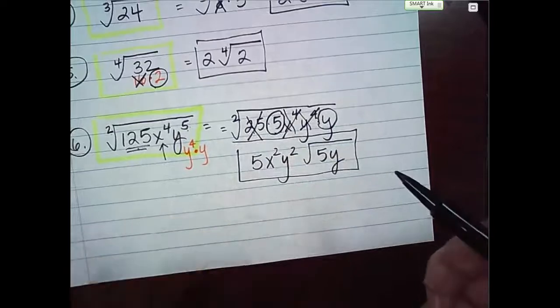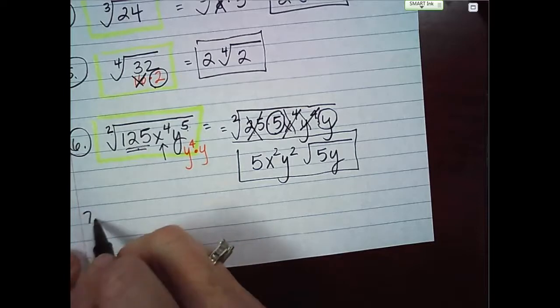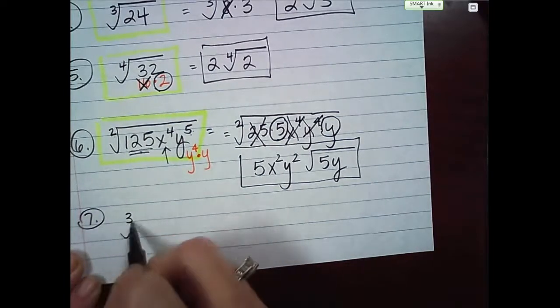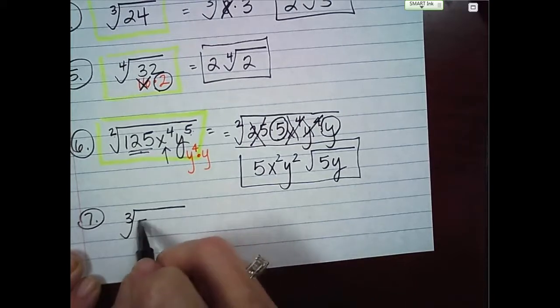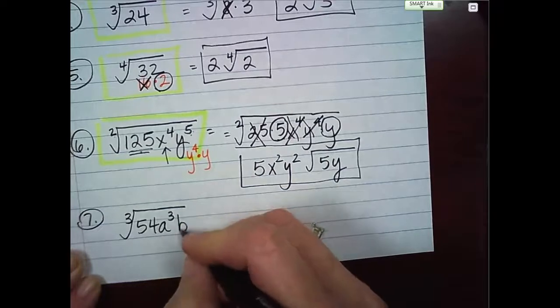If you didn't quite understand that, I'm going to do 2 more kind of like it to help you out. Here's number 7. 7 is the cube root of 54 times a cubed b to the 7.